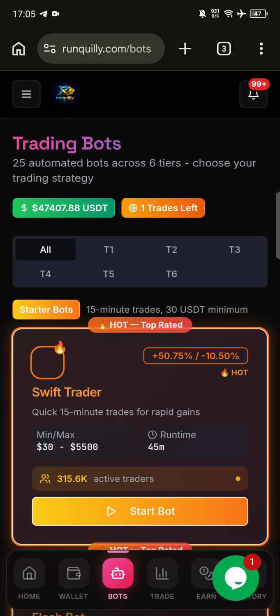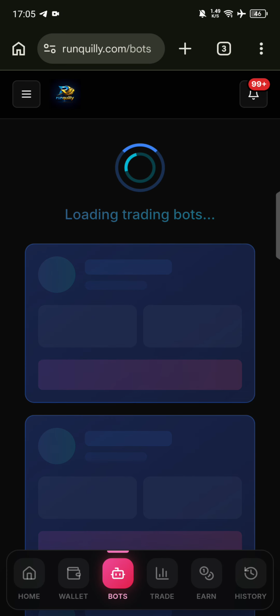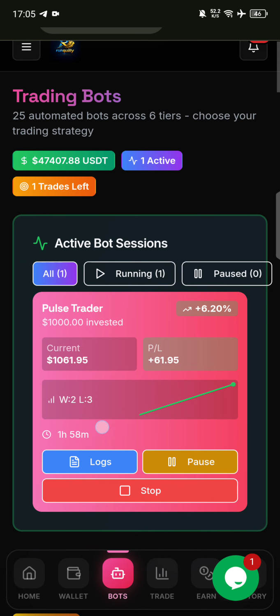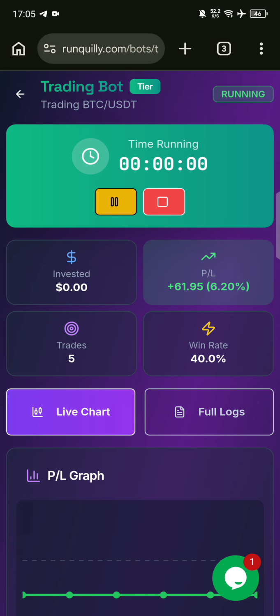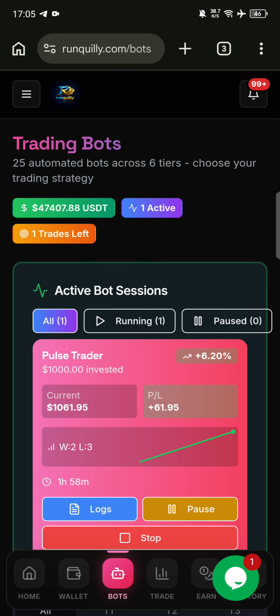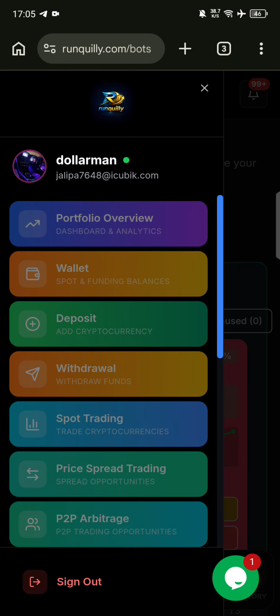Let's check my balance. Remember, you don't check the time there, you check the time remaining here. Time remaining is 1 hour 58 minutes. Let's see what I've made in 2 minutes. In 2 minutes, I've made 61 USDT, only risking $1,000. Let's check my balance, guys.